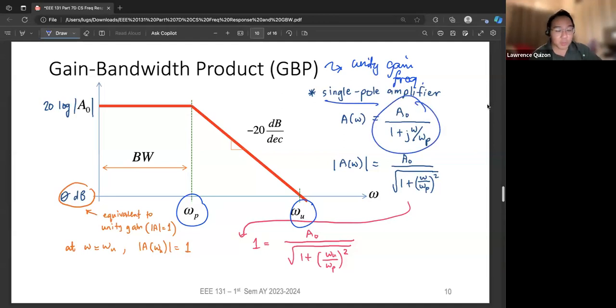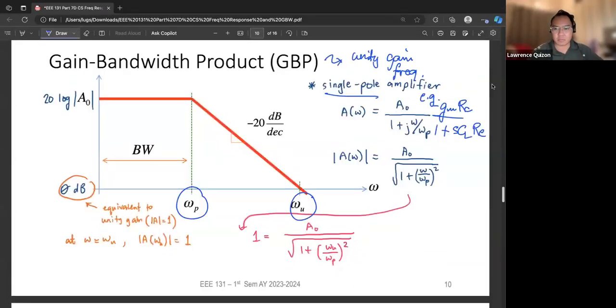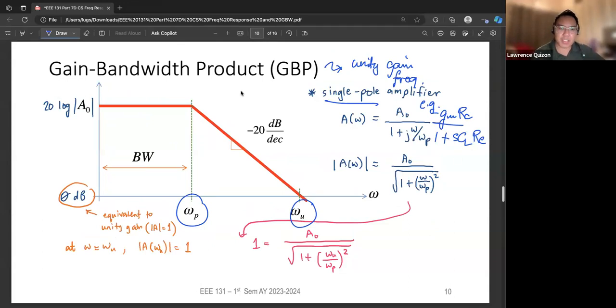So assuming ganito yung form ng system mo, doesn't matter what these are, no? This could be GM R out minus GM over R out 1 plus S CL R out, no? Could be like this. Actually, sige, let's make it more realistic. That's actually RC, no? Kung hindi ideal current source yung source mo. This is an example, by the way, don't multiply that. So, a single pole amplifier like this, no? Example of a single pole amplifier.